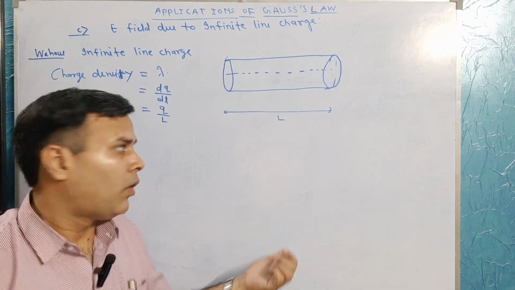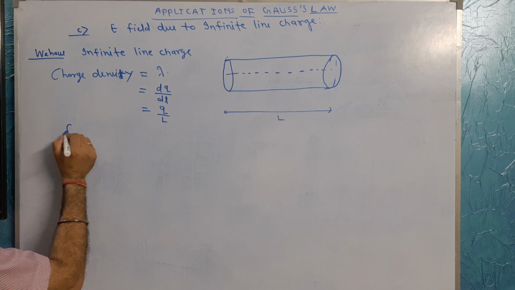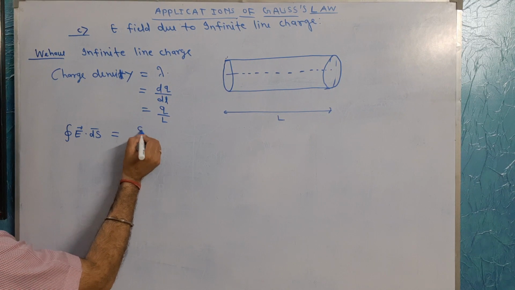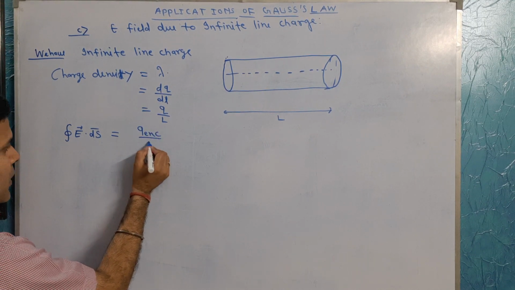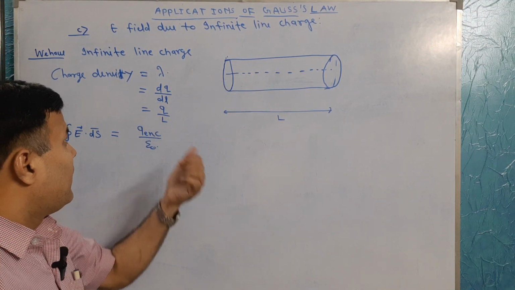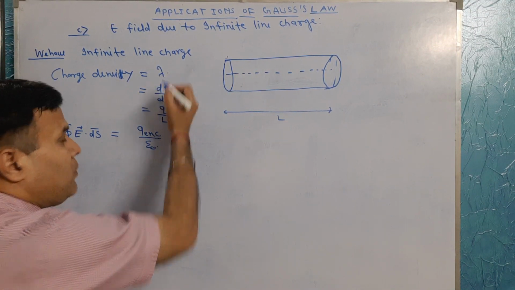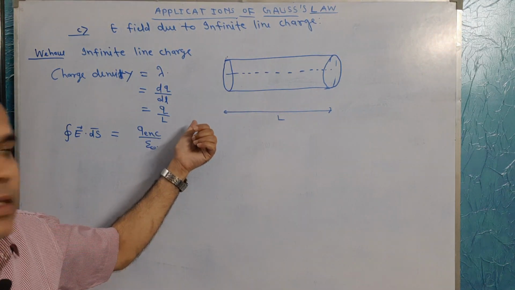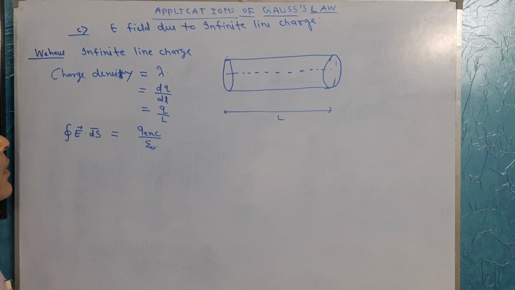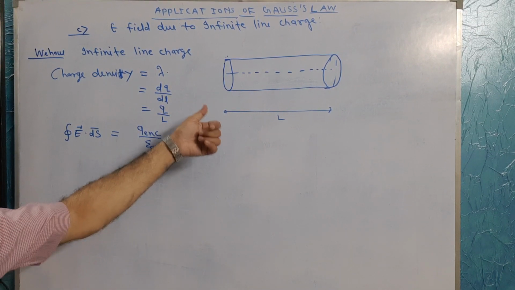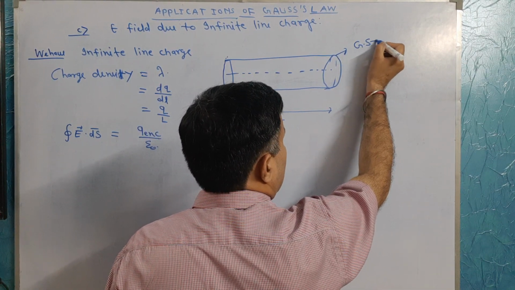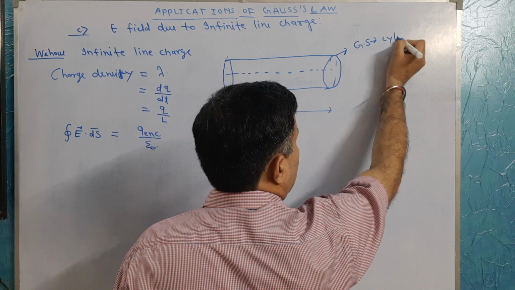We want to find the electric field. Applying Gauss law, which states that the flux through any closed surface, E dot ds, is equal to the charge enclosed in that surface divided by epsilon naught. We have information about the line charge density lambda, because this is an infinitely extended wire. So the corresponding Gaussian geometry is cylindrical.